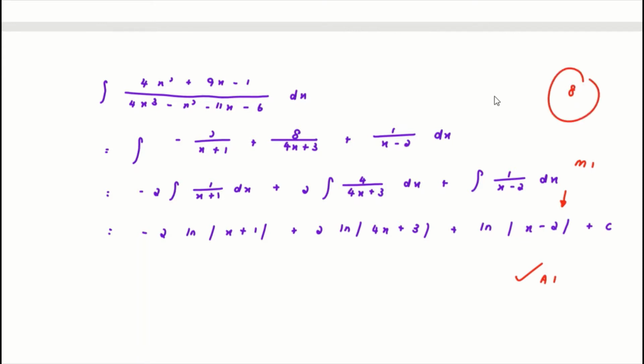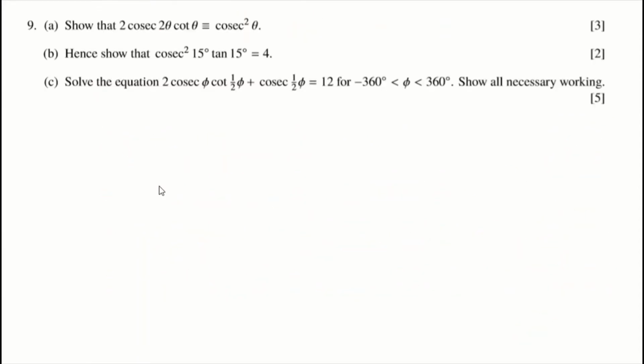All right, so let's move on to question 9. This is a trivial question. Show that 2 sec 2θ cos θ equals cosec² θ. Okay, so let's try to use the identity: 2 sec 2θ cos θ. You need to convert everything to the basics first, because now you are left with θ only, so this part later you will need to expand as well.